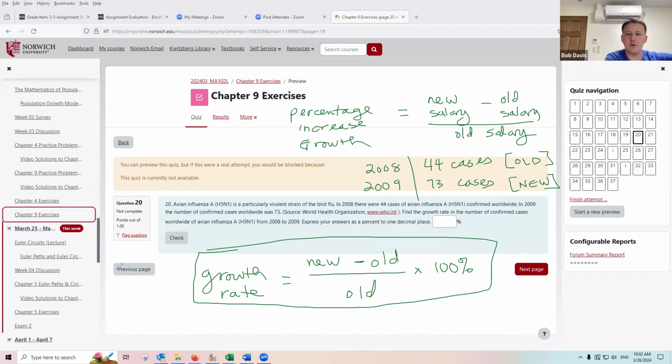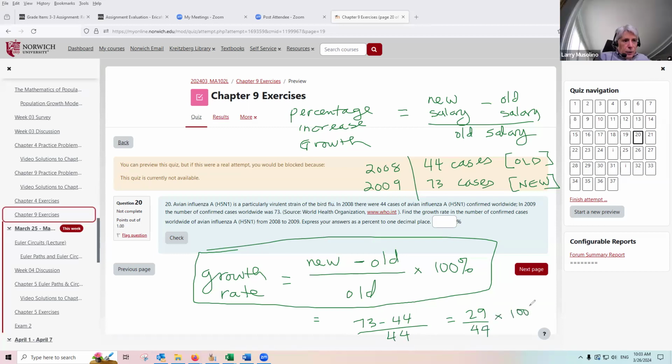Let's see. So it's new minus old. So 73 minus 44, I got 29, over old, which is 44. 29 divided by 44 is, do you round to two decimal places? Let's see. The problem says round to one decimal place.